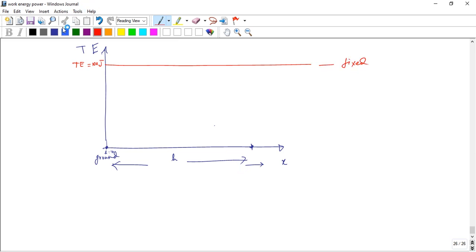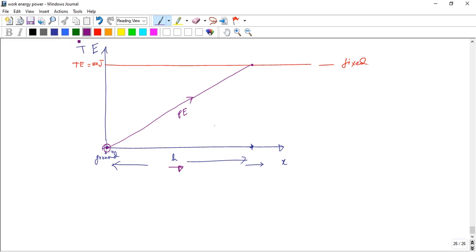This color represents the potential energy. At the ground, the potential energy is 0, but the kinetic energy is maximum. So if I draw the potential energy, as the height increases from left to right, the potential energy also increases. So this line represents the potential energy.